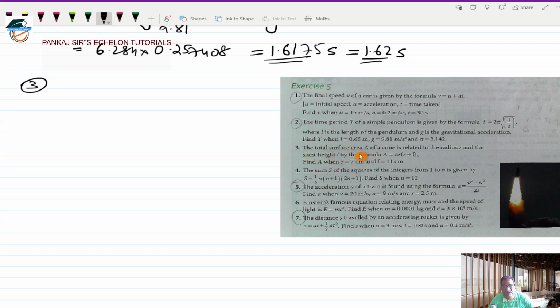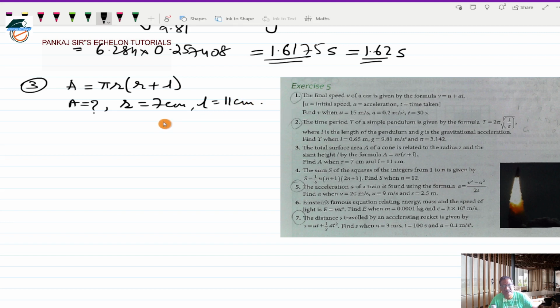The third question says that the total surface area A of a cone is related to the radius R and the slant length L by the formula. Let me first write this: A, the total surface area, is equal to pi times R bracket R plus L. Now this is the formula. He has asked you to find A when R is equal to 7 centimeter and L is equal to 11 centimeter.